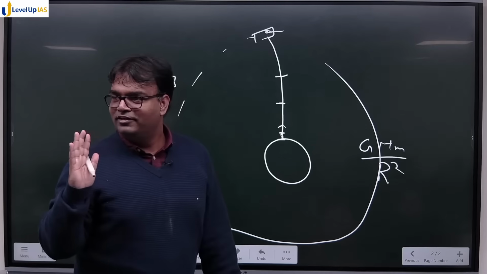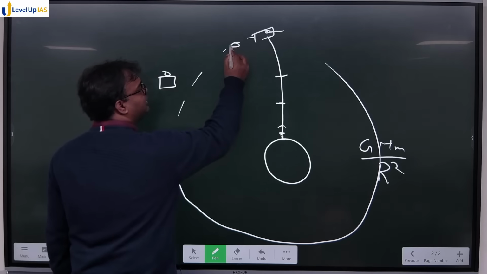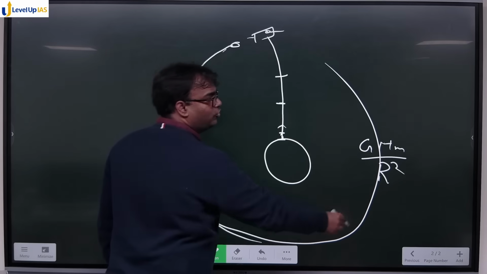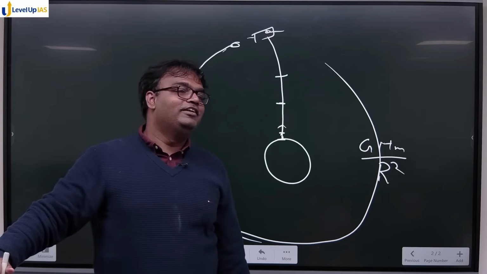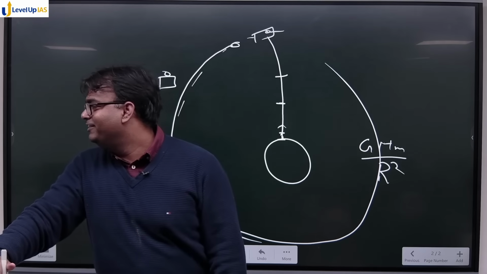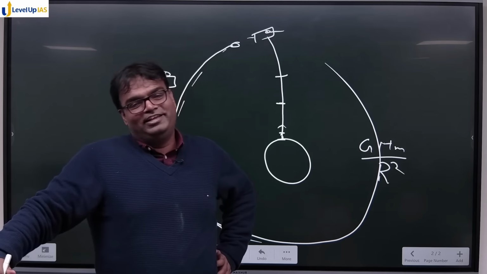Got it? This satellite would thus be released and it will start revolving in this orbit. If it is released at a speed of √(GM/r), it will start revolving in a circular orbit. If it is released at a speed more than √(GM/r), it would go in an elliptical orbit.